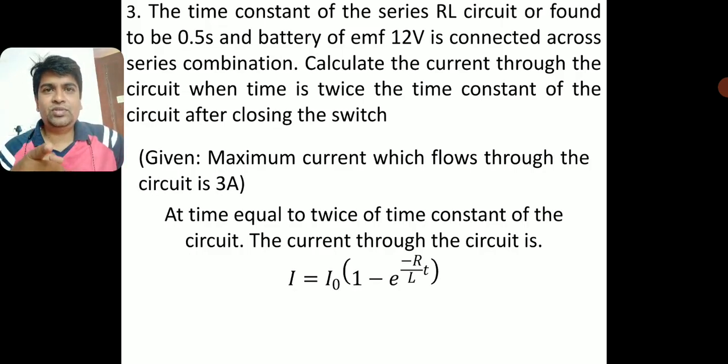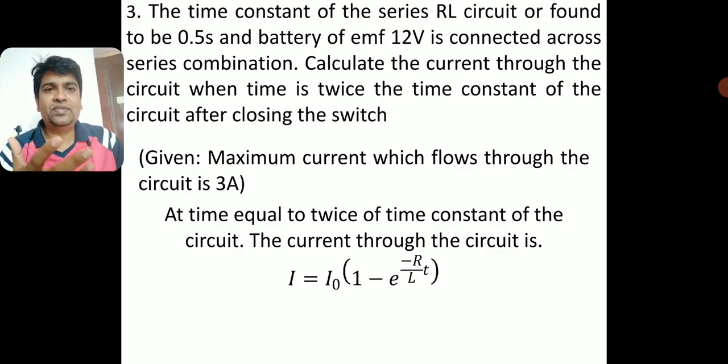Now this time, small t, is twice the time constant. Small t is 2 times L by R. You can substitute small t in this particular equation as 2 times L by R. So L by R will get cancelled, L by R with R by L will get cancelled. You are left with only 2, e to the power of minus 2.